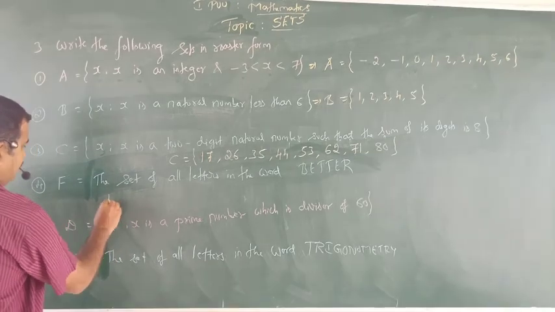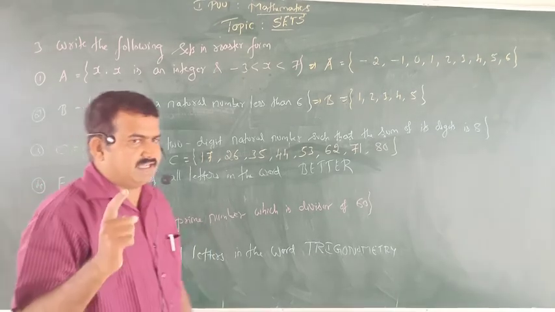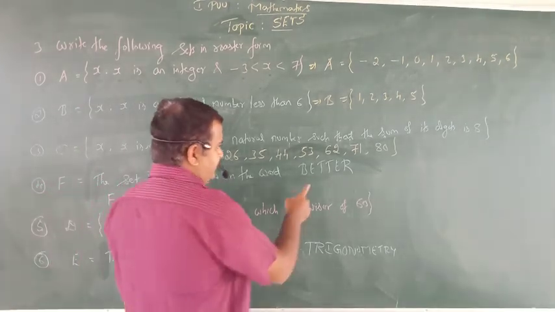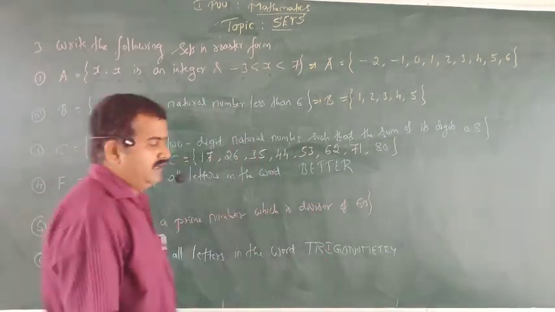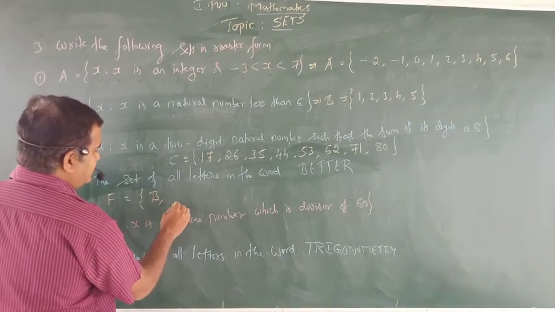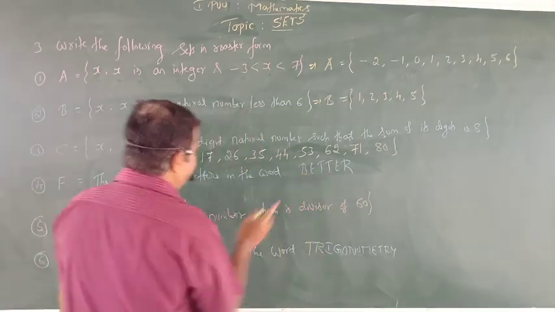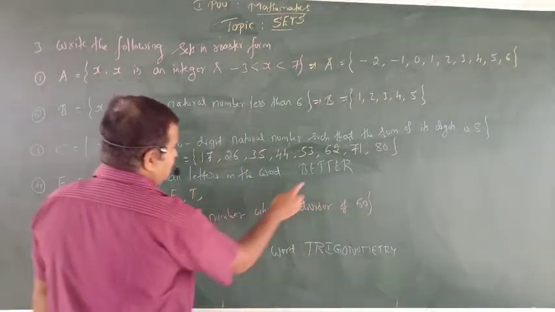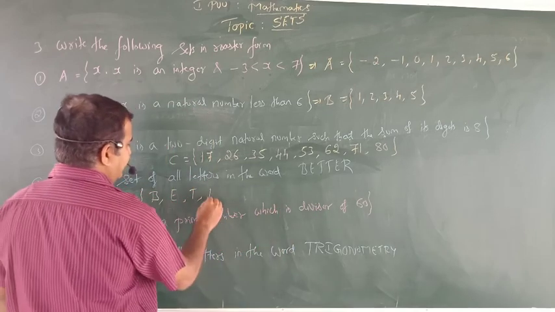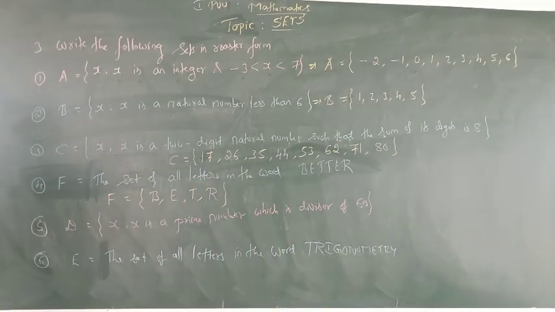Let me go for the next one. The set of all letters of the word BETTER. In the last class I discussed that if letters are repeated, take them as once. So I can write B. E is repeated twice, so write only once. T is also repeated twice, write only once, and I can write R. These are the letters that come under the set for the word better.